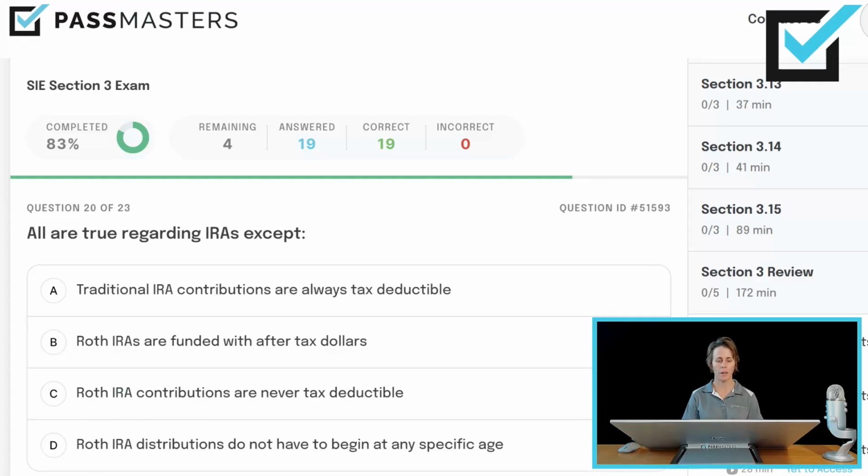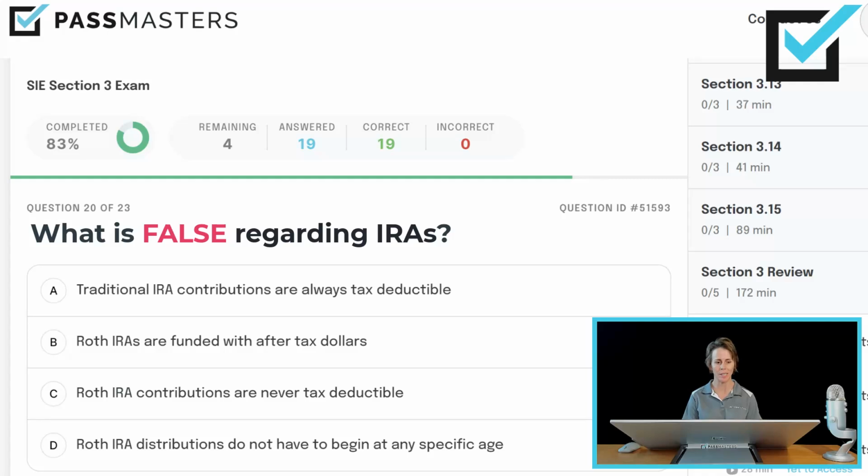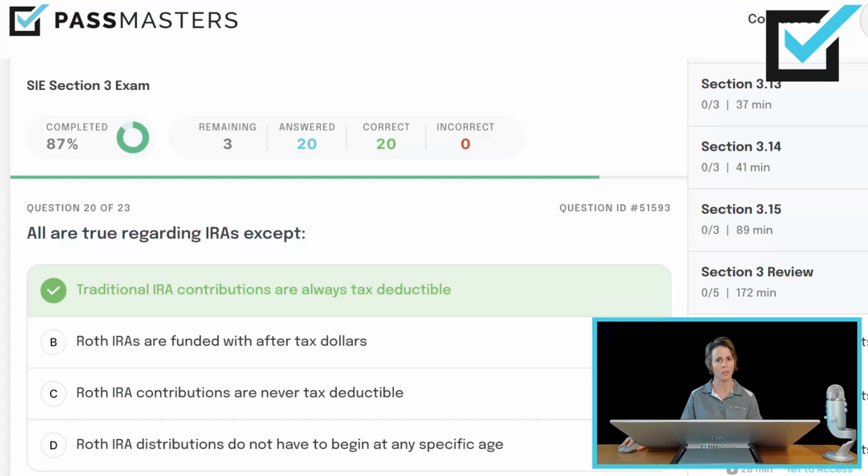All are true regarding IRAs, except what is false regarding IRAs. Traditional IRA contributions are always tax deductible. That seems false to me, but let's check the rest out. Roth IRAs are funded with after-tax dollars. That's true. Roth IRA contributions are never tax deductible. That's true. Roth IRA distributions do not have to begin at any specific age. That is true. So the false statement, traditional IRA contributions are always tax deductible. It's right because it's wrong. Feels weird, but you'll get used to it. Practice.